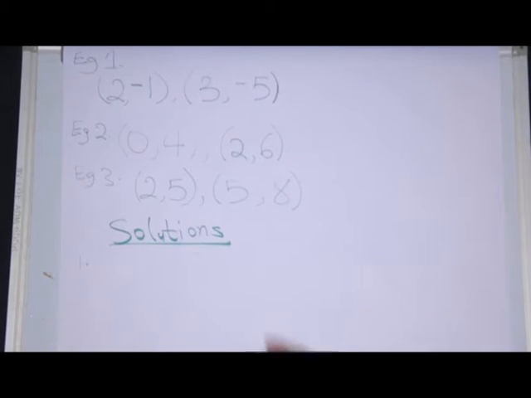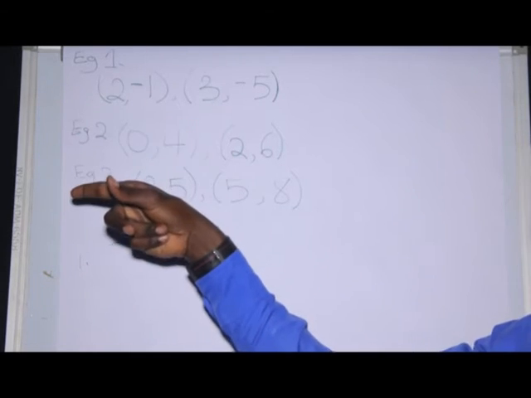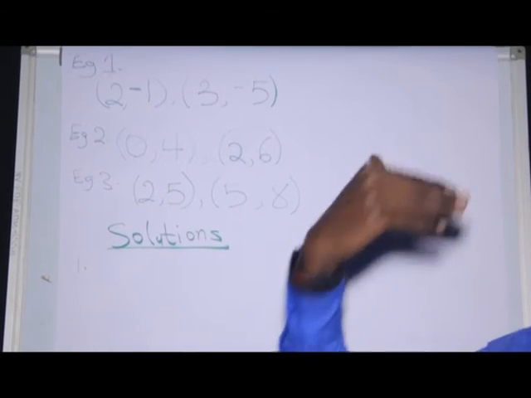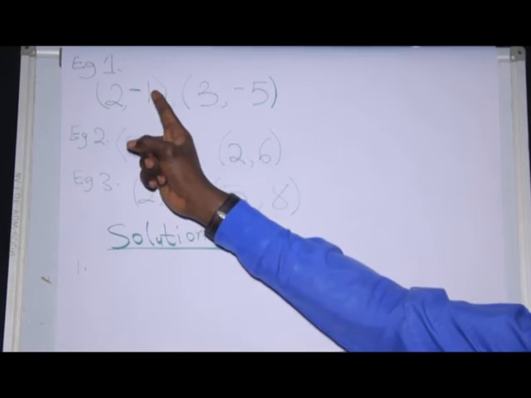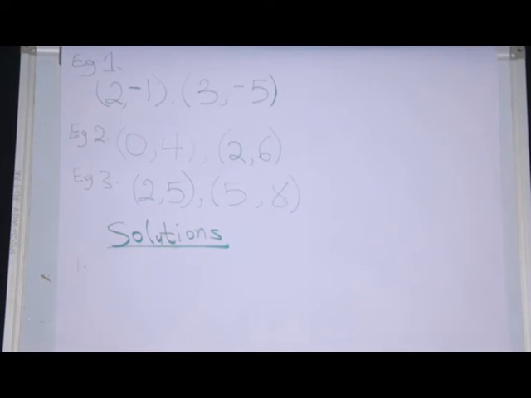Now in this case I realize that the x's are different because I have 2 and 3. Even the y's also are different. I have -1 and -5. So what do I do in this case? I get back to the general formula of a line.